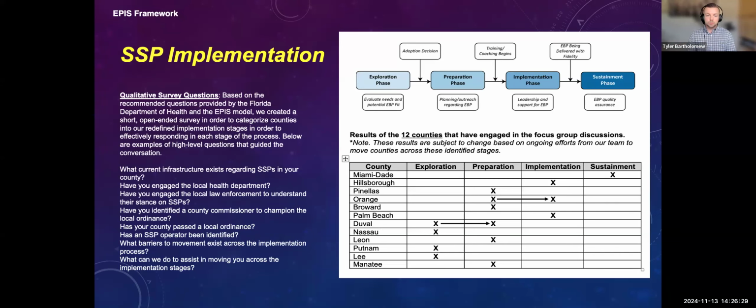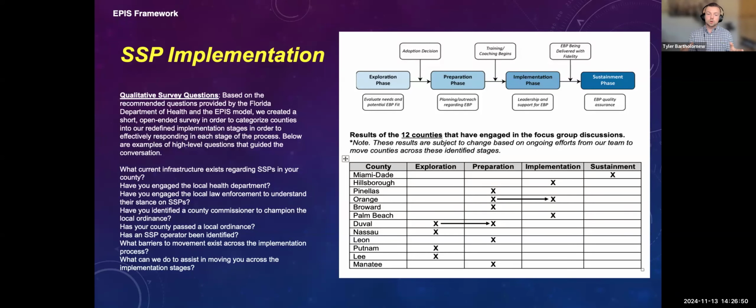And we did this with our community partners, the Florida Harm Reduction Collective, where they renamed EPIS into EPIC for exploration, preparation, implementation, and collaborative sustainability, which I thought was really interesting. And so they call it EPIC. But we leverage the framework to kind of decompose the implementation process.